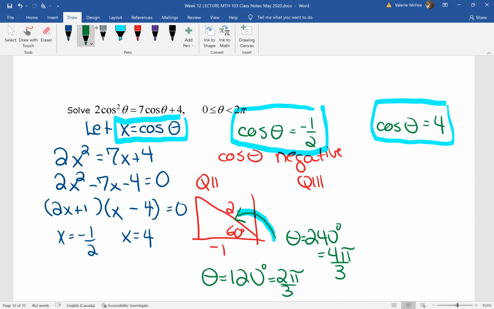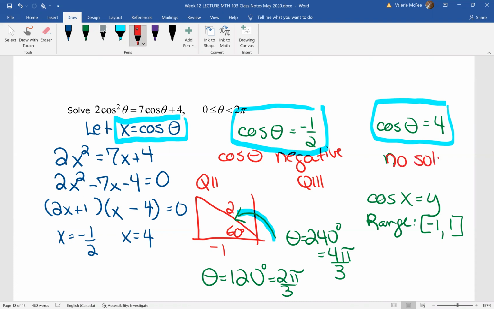Cosine theta equals 4. That's the same thing we said last time when we were graphing. Cosine had a range from -1 to 1. 4 is outside of that range, so this one has no solution.